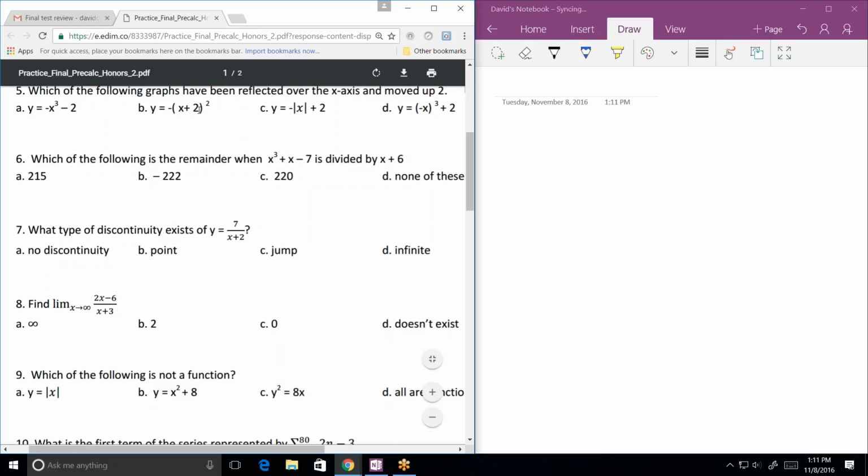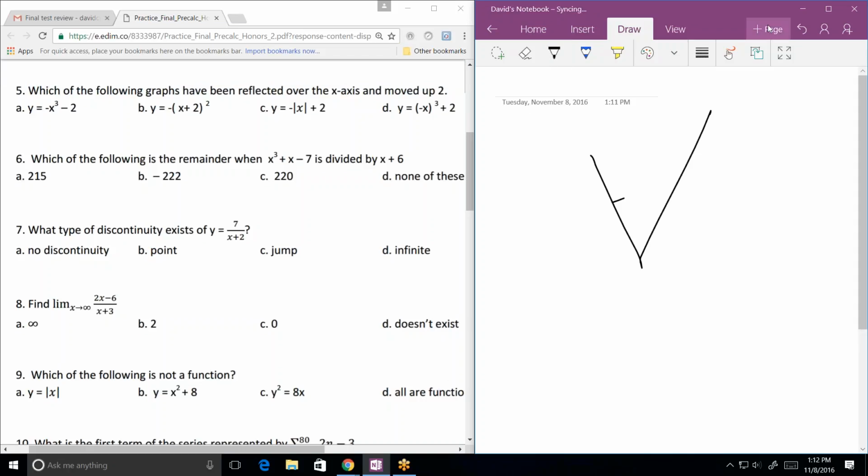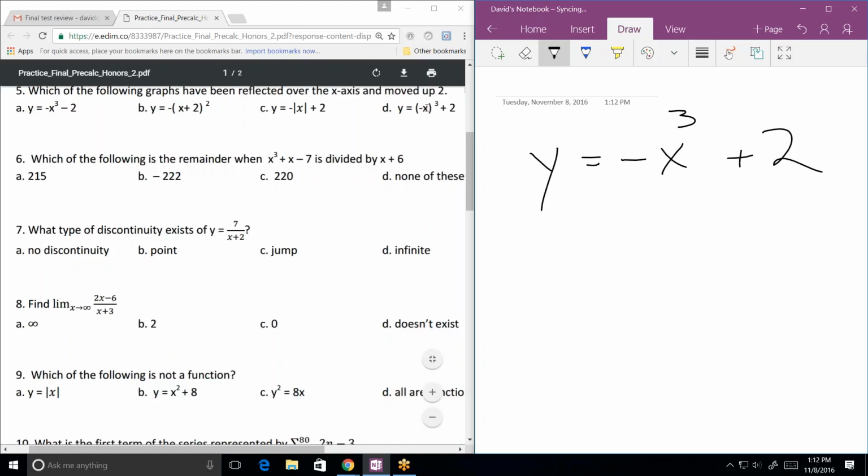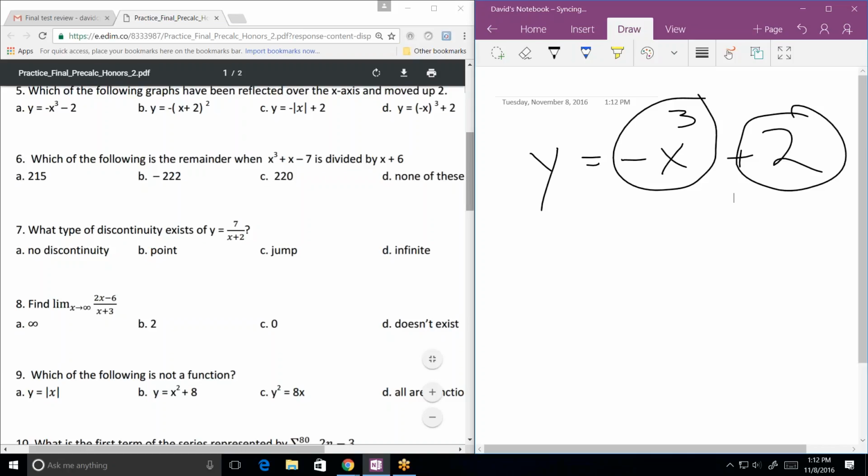B has been reflected over the x-axis and then shifted left two spots. So that's not an up or down movement, so that doesn't qualify. C is an absolute value, which always looks like this, which is completely different. So it's not C. And finally, D is correct. I can remove the parentheses and I still have minus x cubed, which is reflected over the x-axis, and then I have the plus 2, that's moved up by 2.